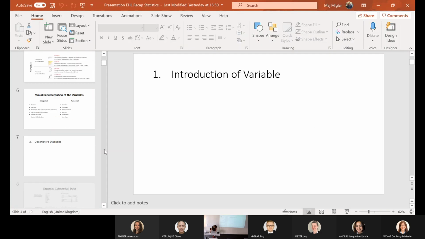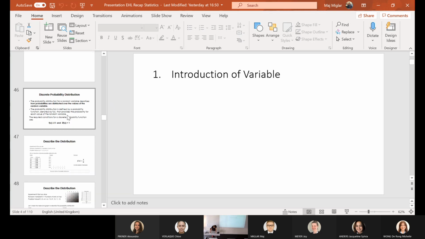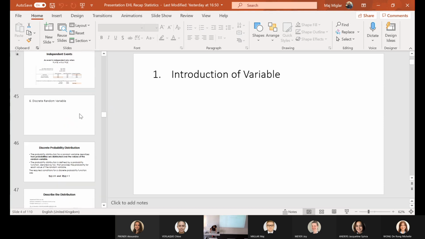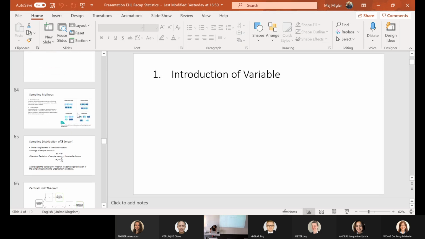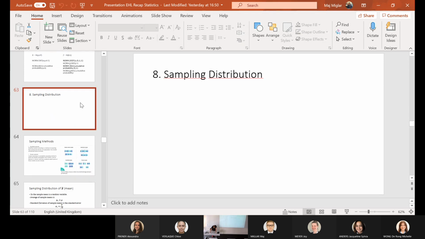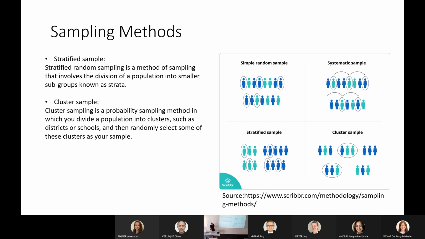So let me start with chapter 5. It's called sampling distribution, but in chapter 5 there are only 2 important equations that you have to remember for hypothesis tests and for confidence intervals.